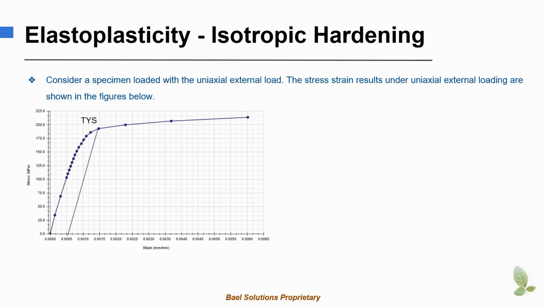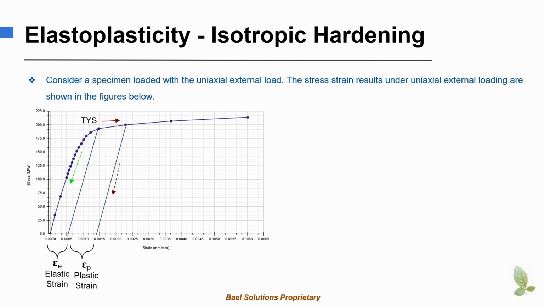If the specimen is loaded till the yield strength of the material, it accumulates the elastic strain epsilon E. At this point, if the load is removed, the specimen comes back to its original shape. Instead of removing the load, if it is loaded further, it will accumulate the plastic strain epsilon P.